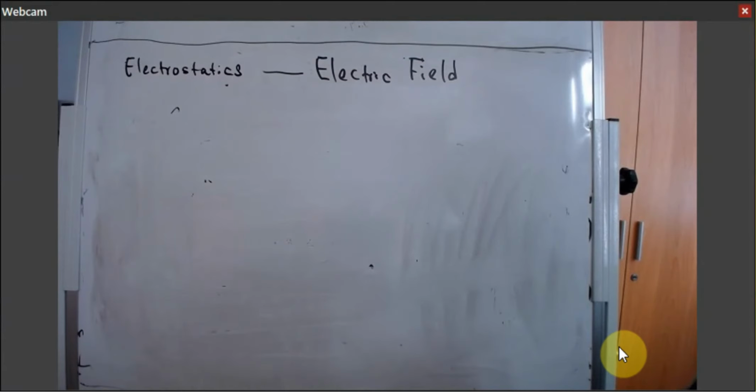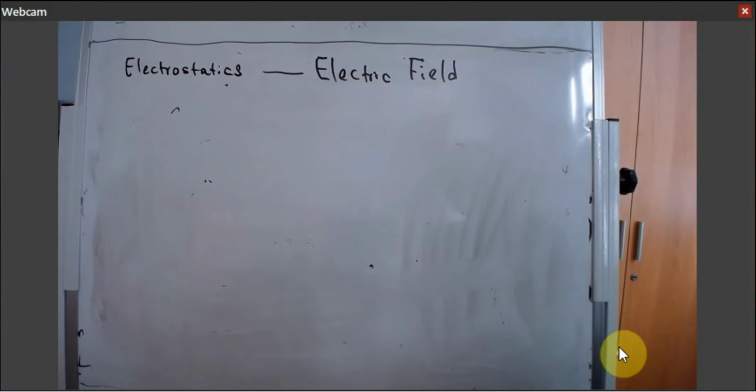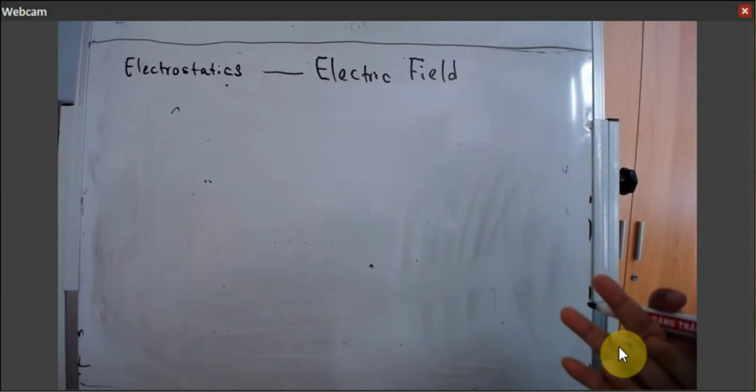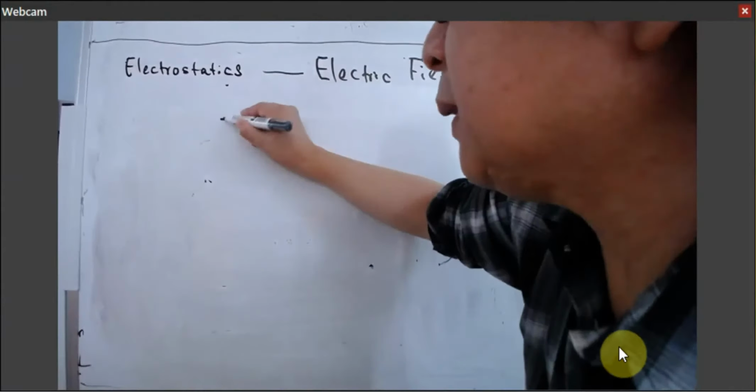In the last video, we talked about the vector form of Coulomb's law. In this chapter, we are going to use Coulomb's law to express another, more important parameter. What we learned yesterday is the formula for Coulomb's law.